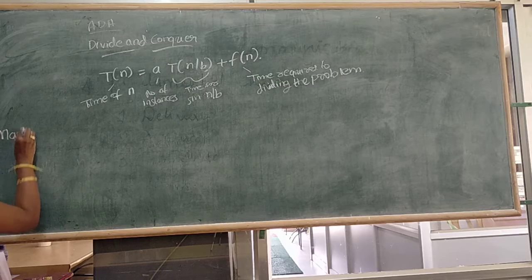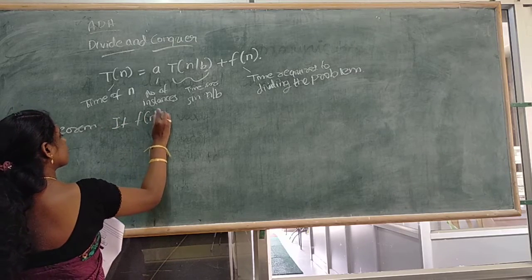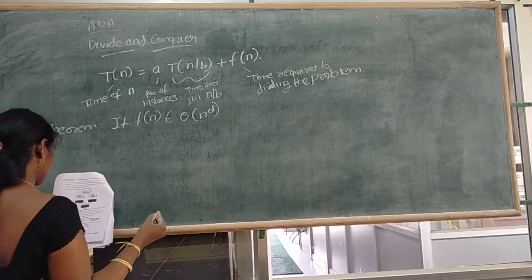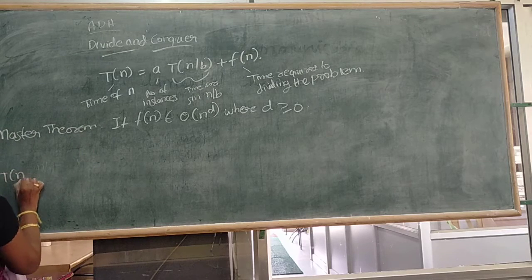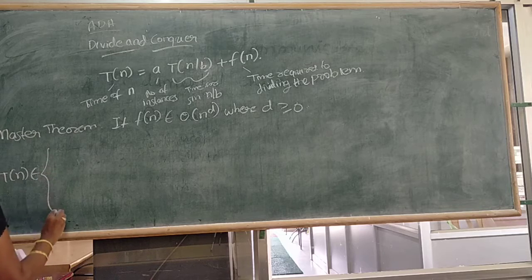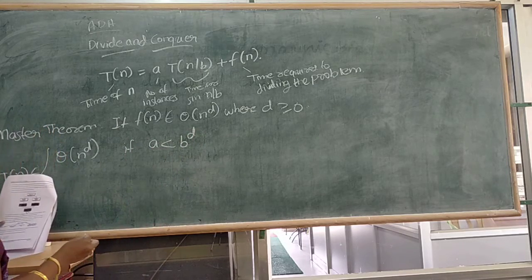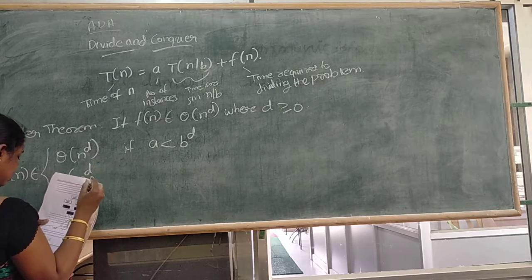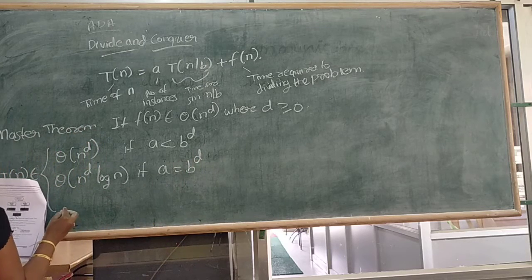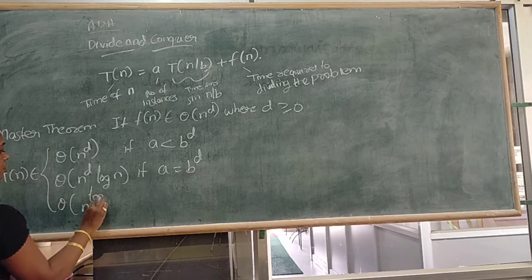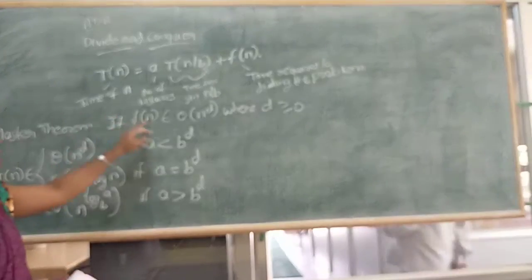So the master theorem: if f of n belongs to theta of n power d, where d is greater than or equal to 0, then T of n belongs to theta of n power d if a is less than b power d; theta of n power d log n if a is equal to b power d; and theta of n power log a base b if a is greater than b power d.